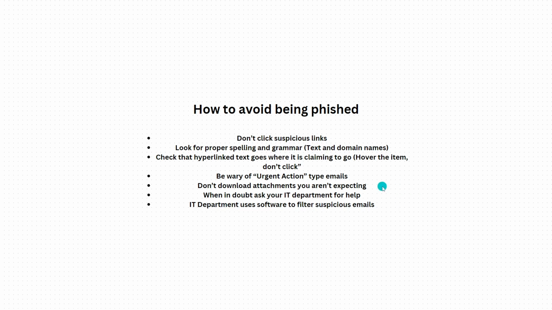Something else to watch out for is, don't download attachments if you're not expecting them. So if someone is faking trying to be your boss, if you're not expecting them to send you an attachment, you shouldn't download the attachment without talking to the person first and verifying that, hey, this is legitimate.